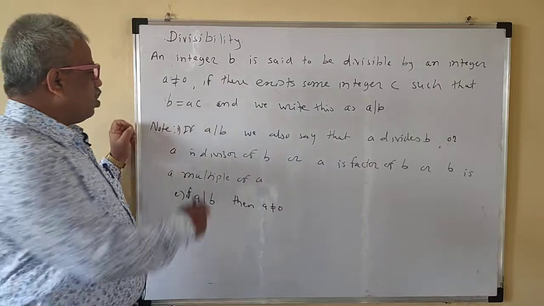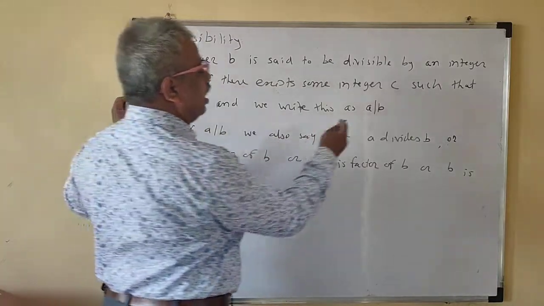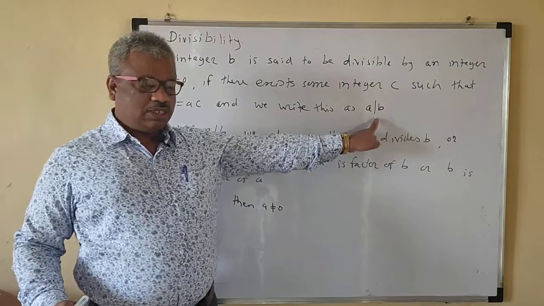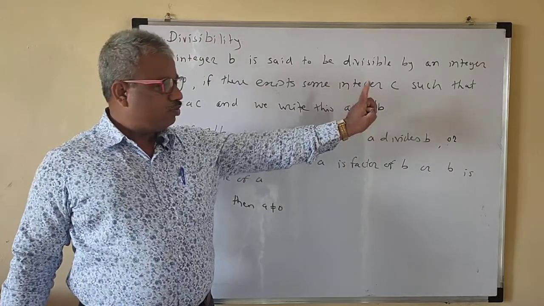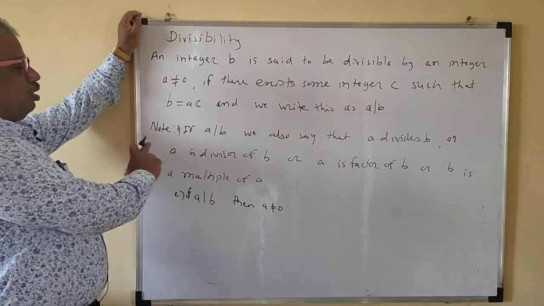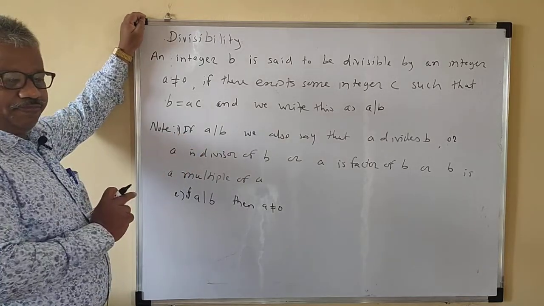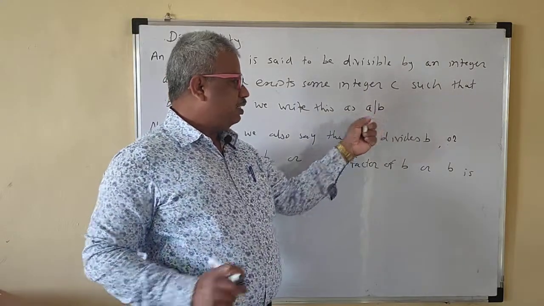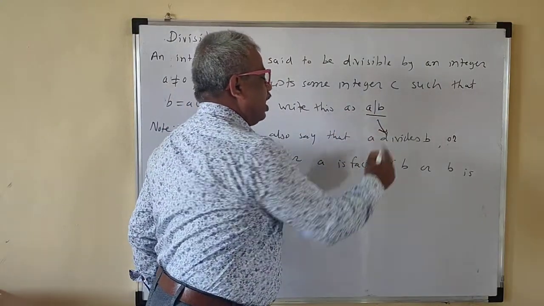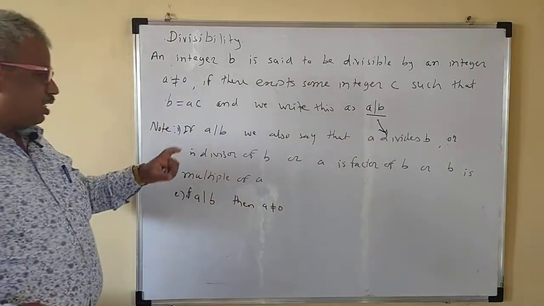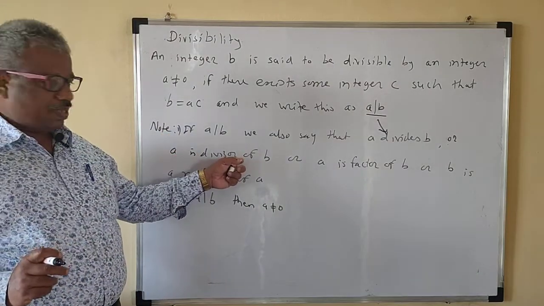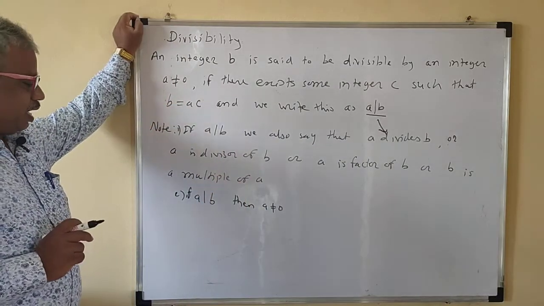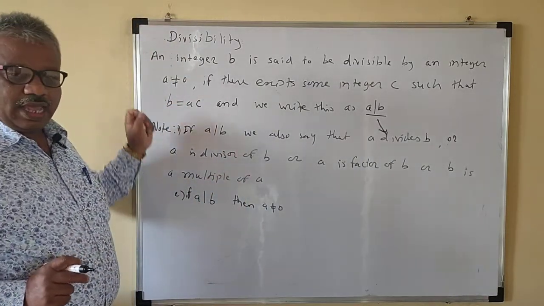Symbolically, this is represented as a divides b. This is read as a divides b, not a upon b. Note that if a divides b, then we say that a divides b. This is also called a is a divisor of b. So a is a factor of b, and b is a multiple of a.